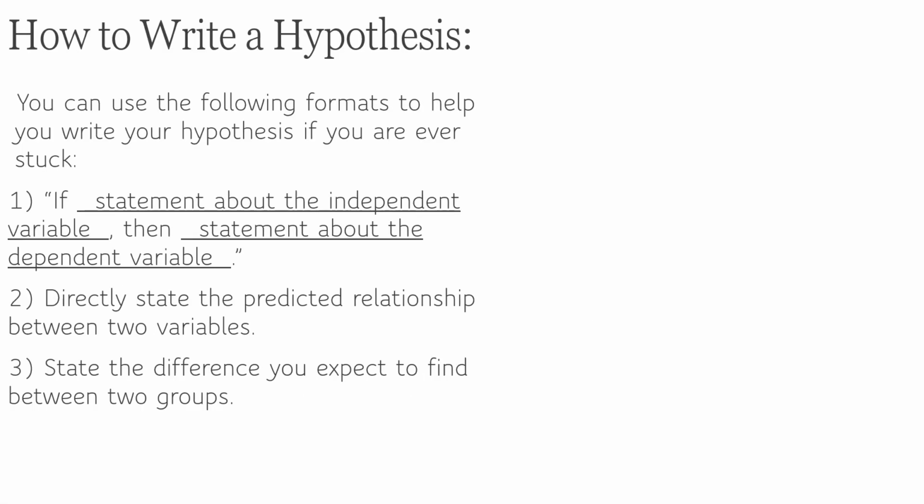If writing a hypothesis is tough for you, I have a formulaic way to write a hypothesis so you can always get it right on the AP exam. Write it as an if-then statement: if statement about the independent variable, then statement about the dependent variable. The second one is my favorite way to write a hypothesis, and that is to directly state the predicted relationship between two variables. And finally, state the difference you expect to find between the two groups. Let's go through some examples.